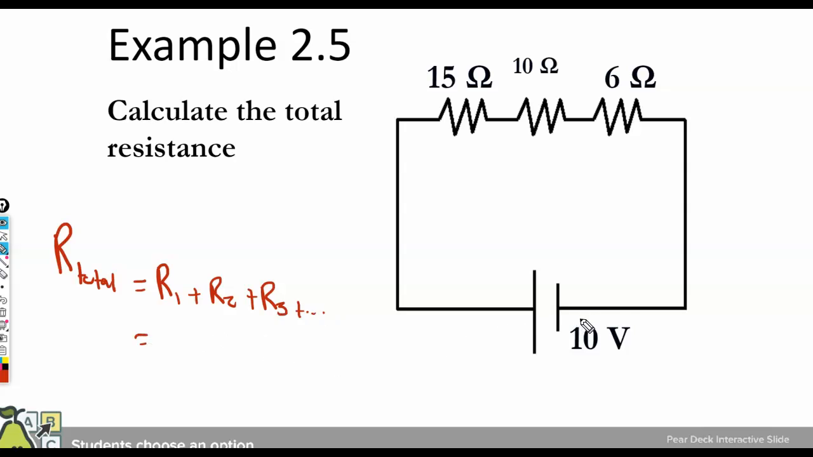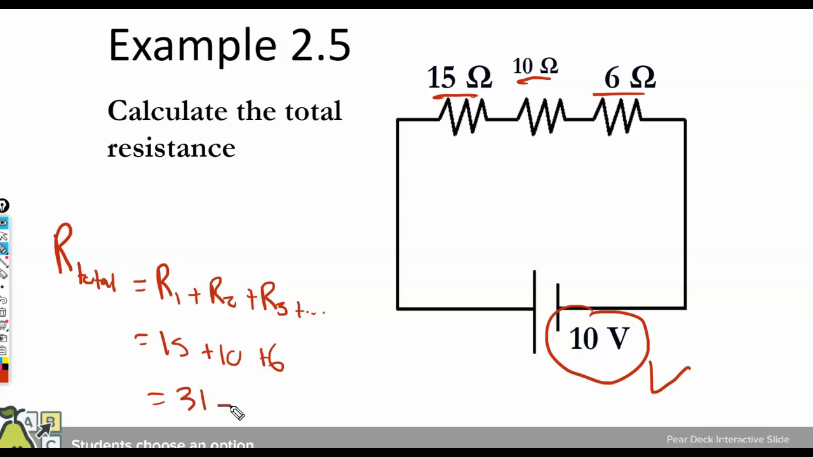We have the voltage down here, which has nothing to do with it. Then we have 1, 2, 3 resistances to add: 15 plus 10 plus 6. If you add that up, you get 31 ohms. Remember the unit for resistance is ohms. So the total resistance is 31 ohms. That's the answer to example 2.5. Pause it there and make sure you add that into your notes.